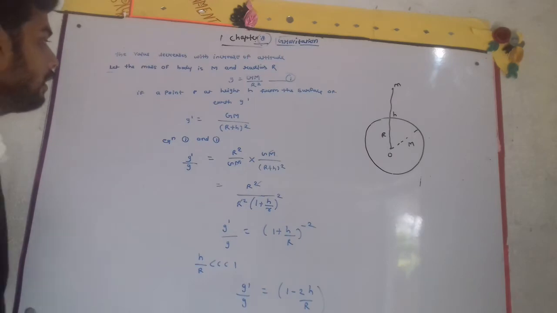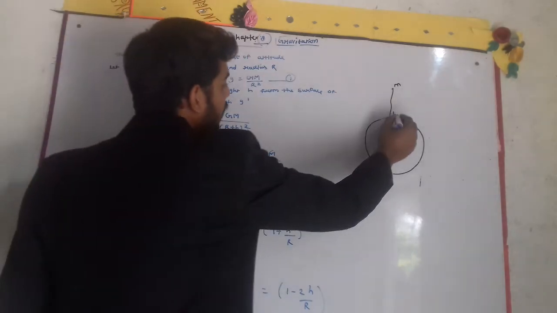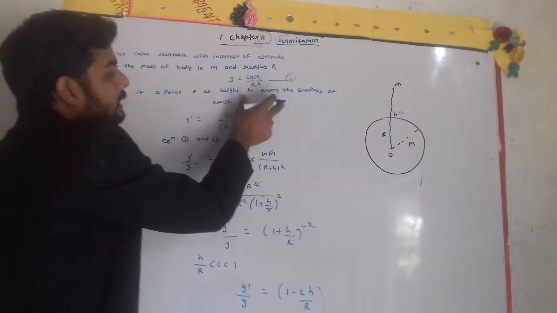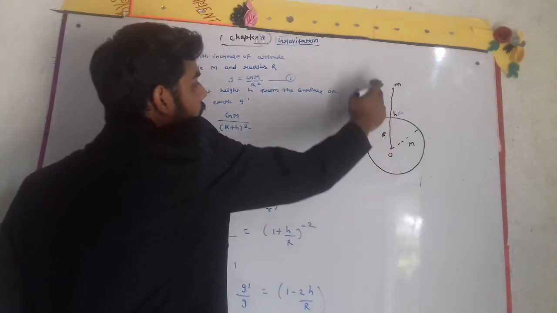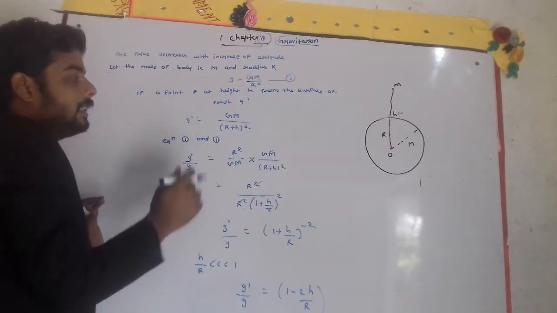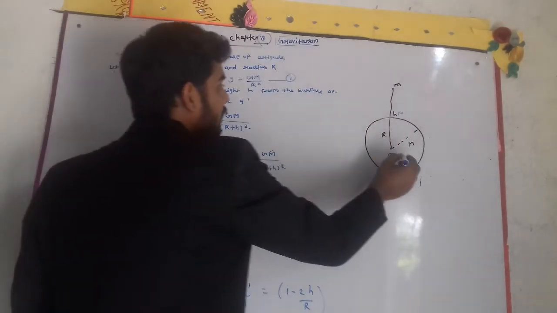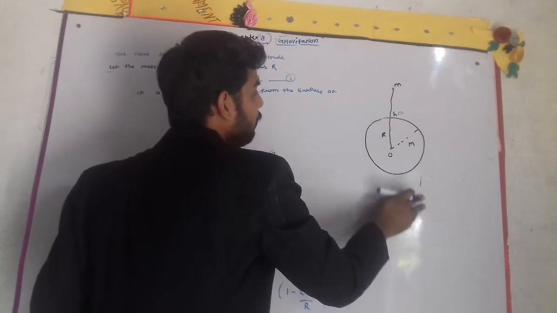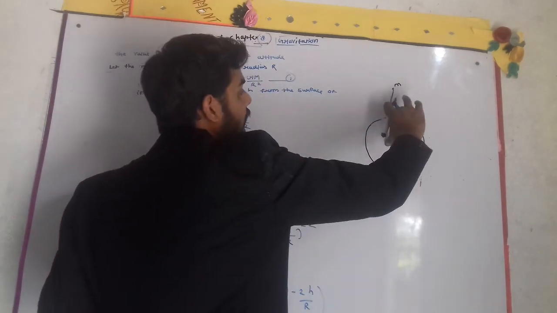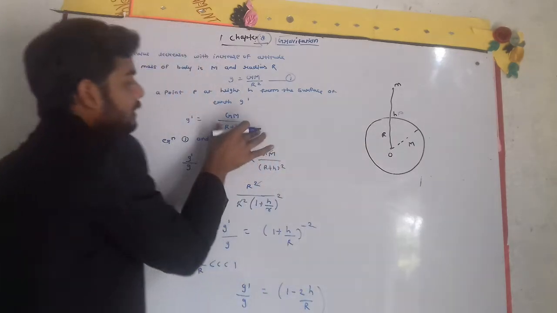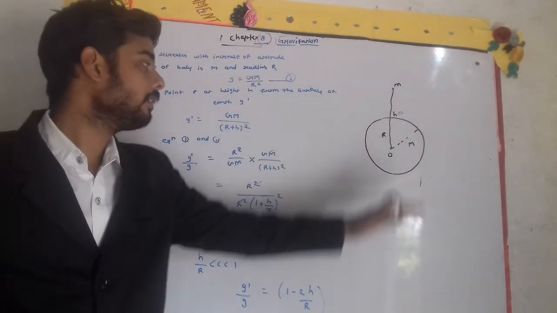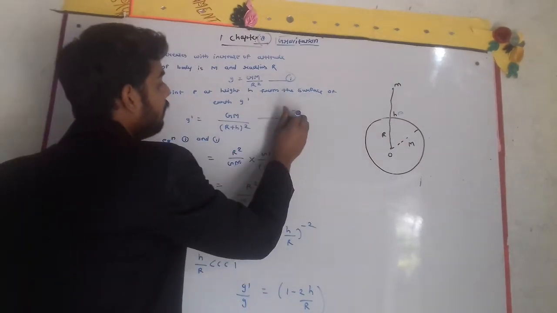But now we can take a point P. So point P is at a height H from the surface of the Earth, with g dash. Then g dash will be GM upon, and the distance will be R plus H, so R plus H whole square, because of the point we have taken. So this will be our equation number second.